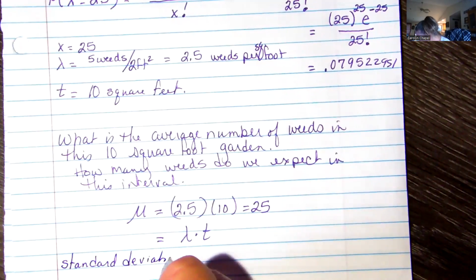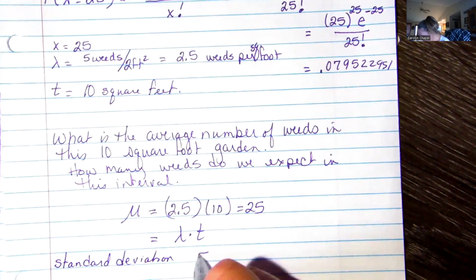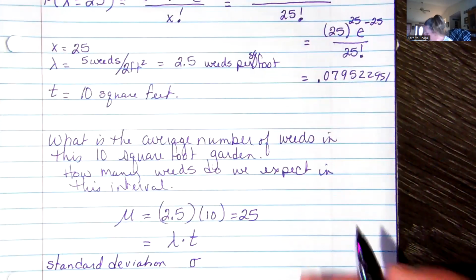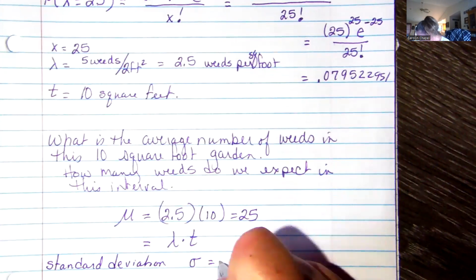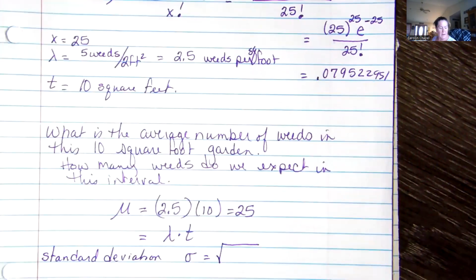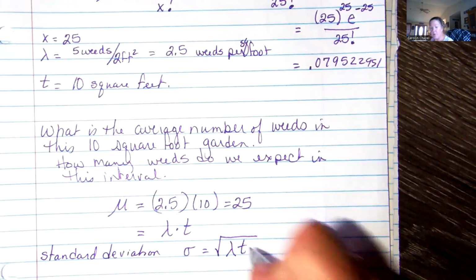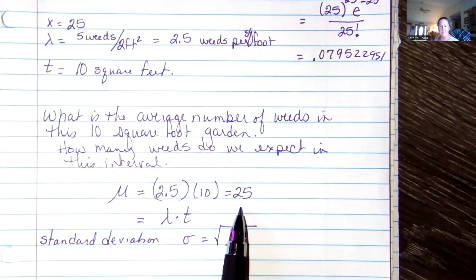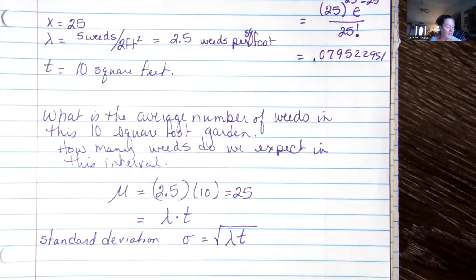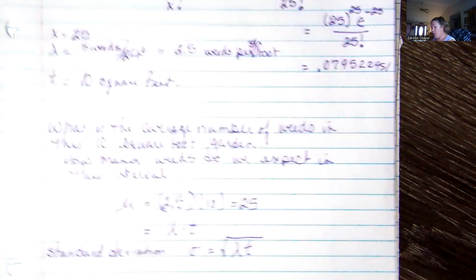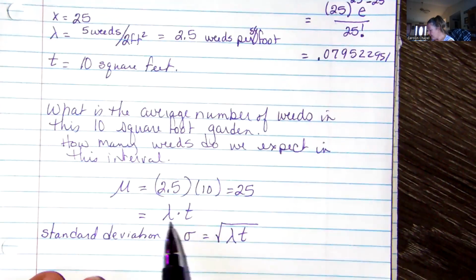I'm just going to give you that formula, which is our sigma. And the square, that again has a square root involved. It does turn out that it's simply just the square root of lambda t. So in this case, I'd take the square root of 25, which I know is 5, and that would have been my standard deviation.